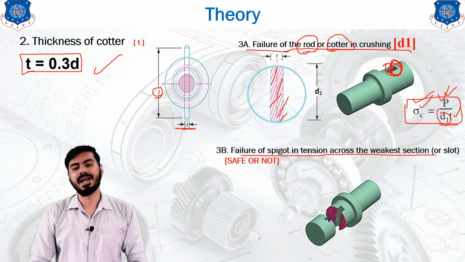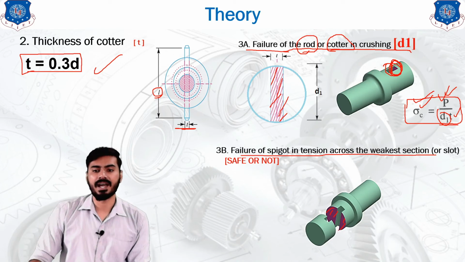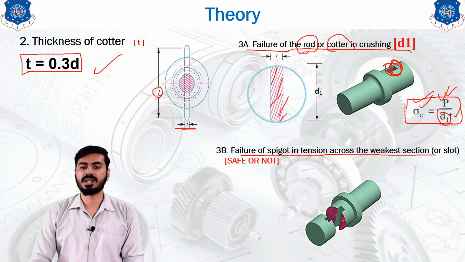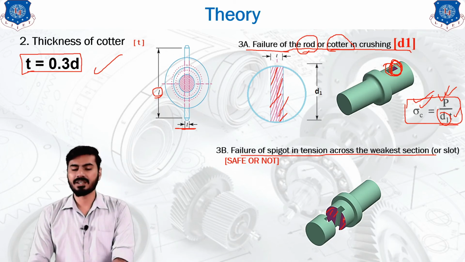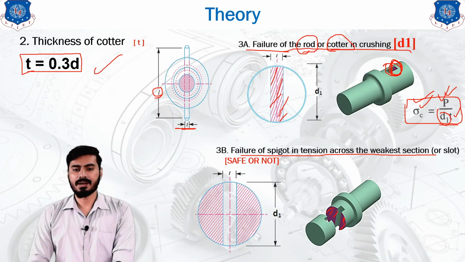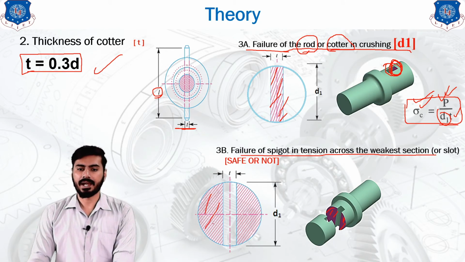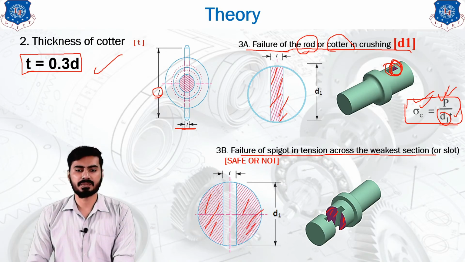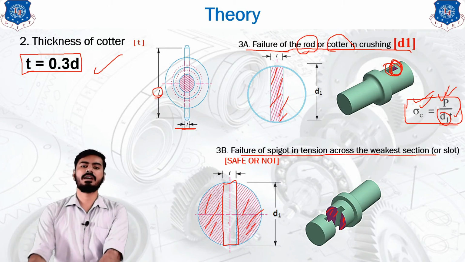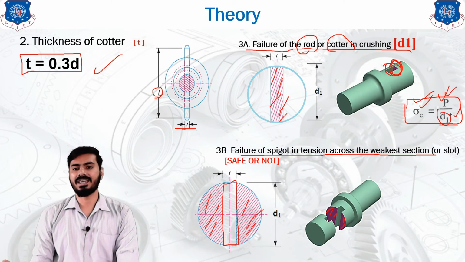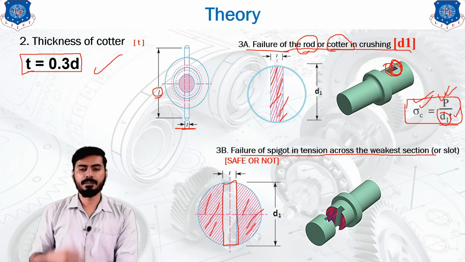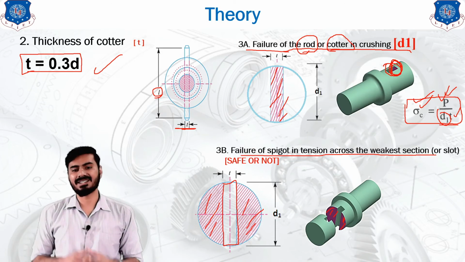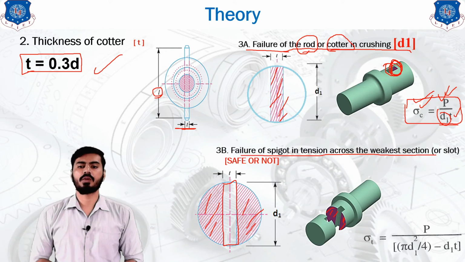So that's why we can say that this is the area where the spigot is weakest during the working condition. The area from the side view will look like this, and our intention is to calculate this area. This area can be calculated by subtracting this rectangle from the area of the circle. So the area for this section will be pi by 4 d1 square minus d1 into t.